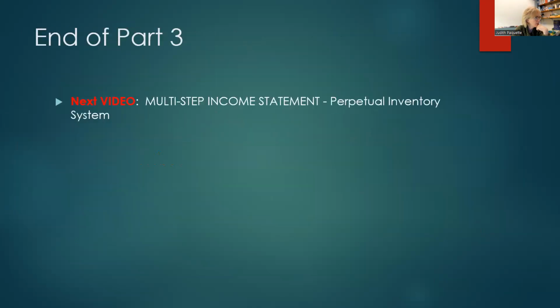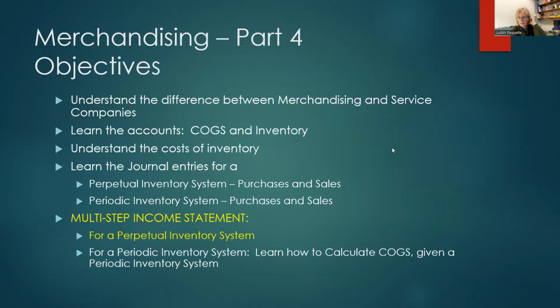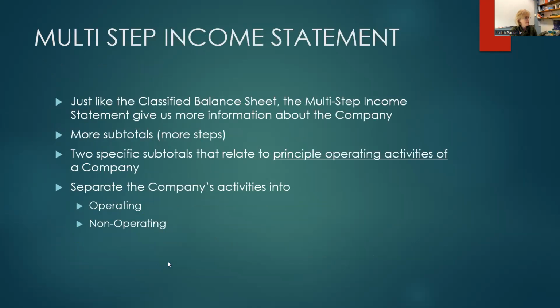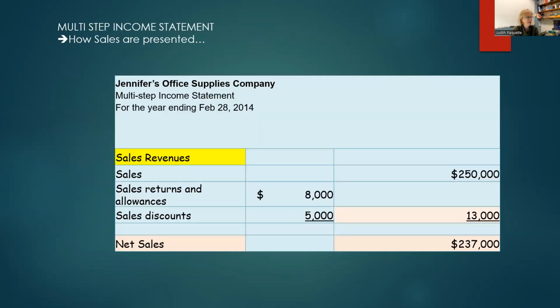Okay. So I want to show you the multi-step income statement. And we have, again, two systems, one perpetual and one periodic. The multi-step income statement is like the classified balance sheet. You have to have some subtotals on it. The first subtotal is net sales. So we're going to work our way down the whole statement, but I'm showing it to you by section.